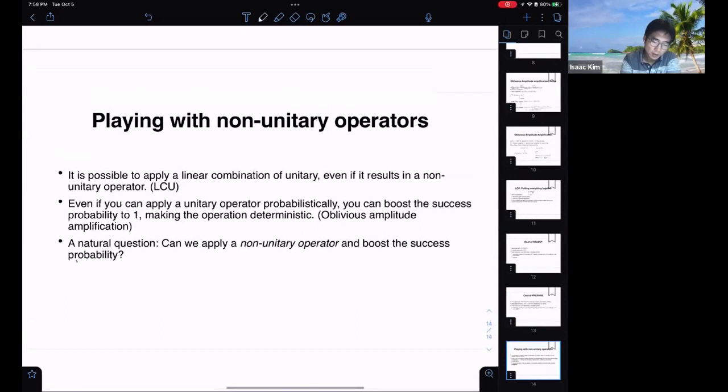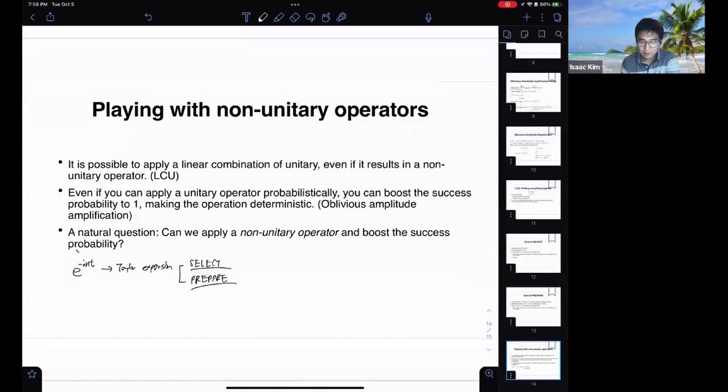All you do is that you have this Hamiltonian, you have a time evolution, you just do the Taylor expansion. And that gives rise to select and prepare operations. If you look into the Hamiltonian simulation algorithm, they're basically just applying select and prepare and their inverses repeatedly. That's really all you're doing. So it has this nice benefit of having a more modular structure in the simulation algorithm.